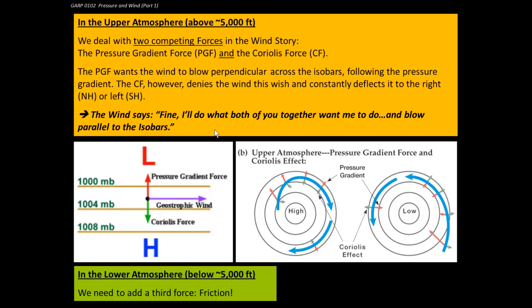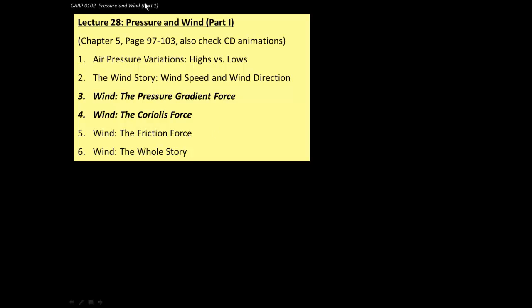And we have to add one more twist to this. In the lower atmosphere, if you're close to the ground, you have friction. We have to add a third force. So, we have covered the pressure gradient force, we have covered the Coriolis force, and now we'll add the friction force to that. And then we have the whole story.